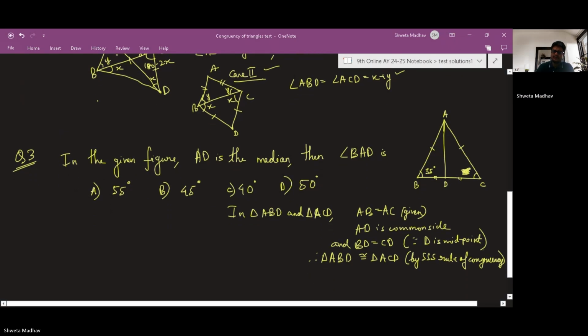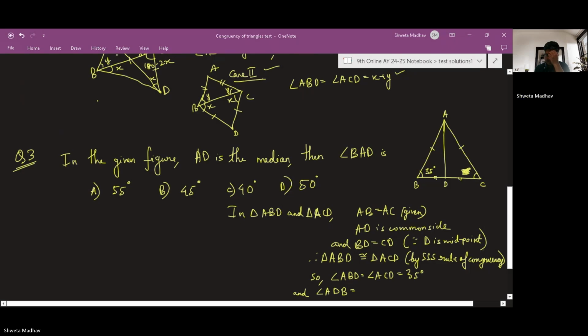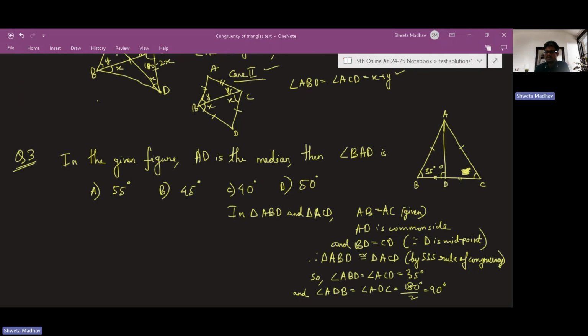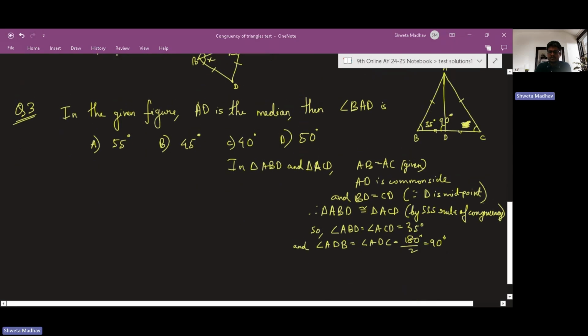So here these two triangles are congruent, so it means that angle ABD is equal to angle ACD, which is obviously equal to 35 degrees. And also we can say that angle ADB is equal to angle ADC, which is equal to 180 degrees divided by 2, that is 90 degrees. So angle BAD we have to find out.